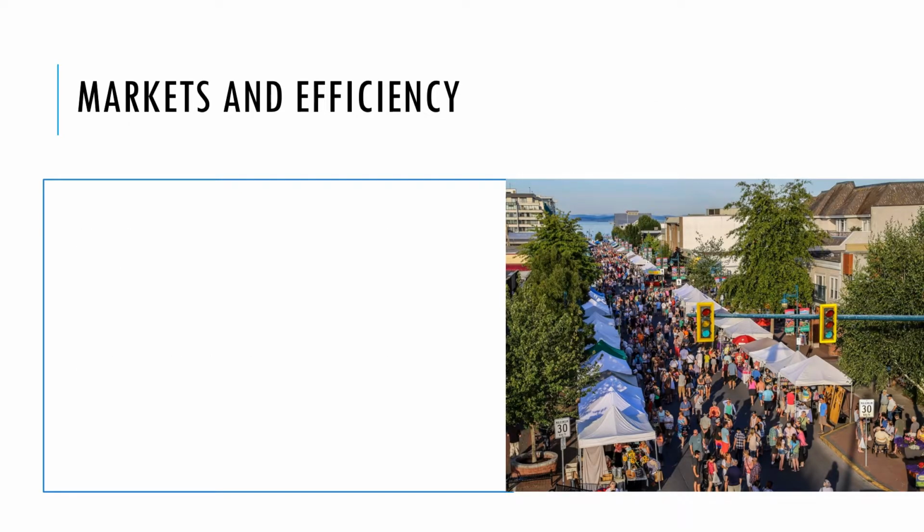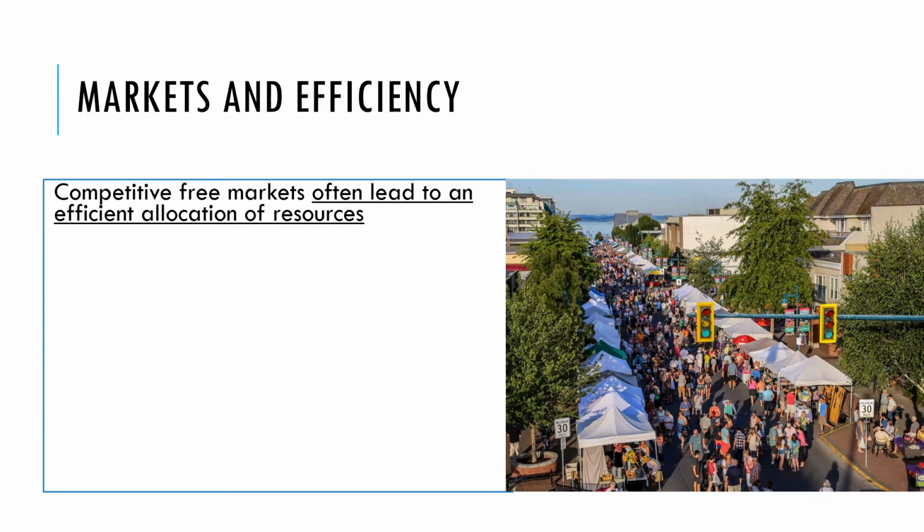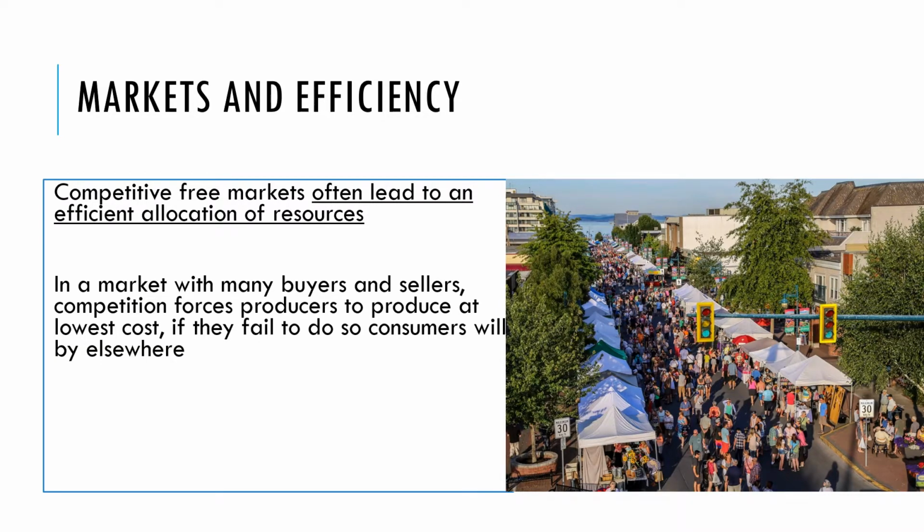So let's think about markets and efficiency. Why would we expect markets to give us an efficient outcome? Well, competitive free markets often lead to an efficient allocation of resources. In a market with many buyers and sellers, competition amongst the sellers forces producers to produce at the lowest cost. If they don't do that, consumers are free to go to another seller and buy from them. So we would expect markets through this process of competition to create productive efficiency.